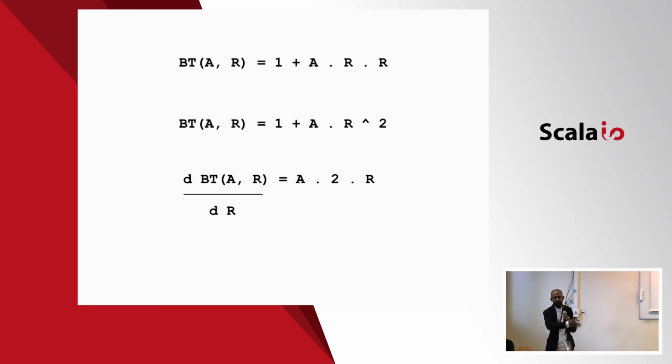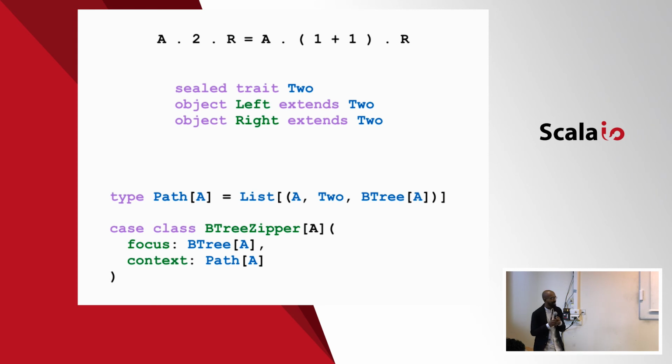And we're going to do some polynomial algebra to this, right? So it's 1 plus A R squared, and we're going to take the derivative of this the same way you would for any polynomial. So the derivative of 1 plus A R squared is 2AR, all right? Turns out there's a relationship between this derivative and the definition of the zipper. So 2AR can be thought of as A and 1 or 1 and R, right? So 1 or 1 is two constants. I'm going to represent it using this sealed trait 2. So 2 is either left or right.